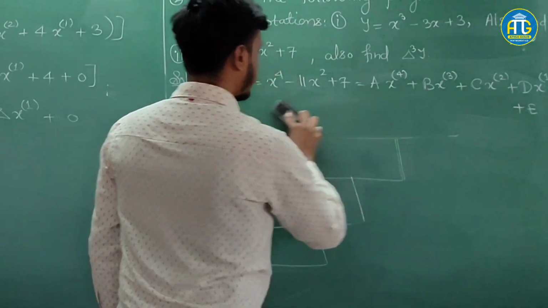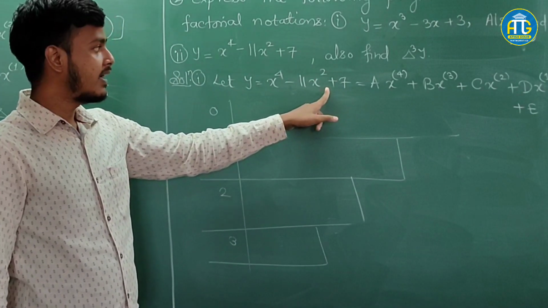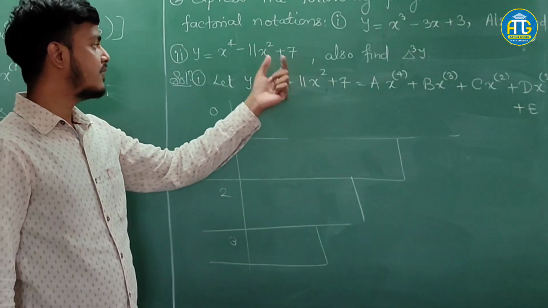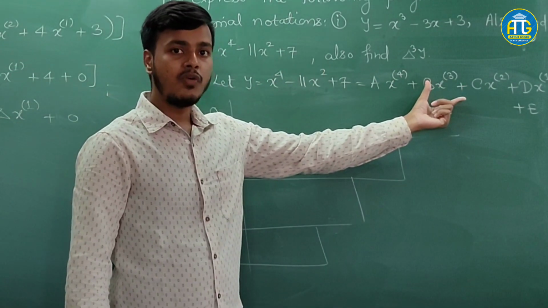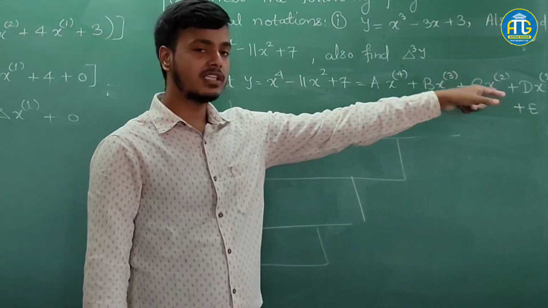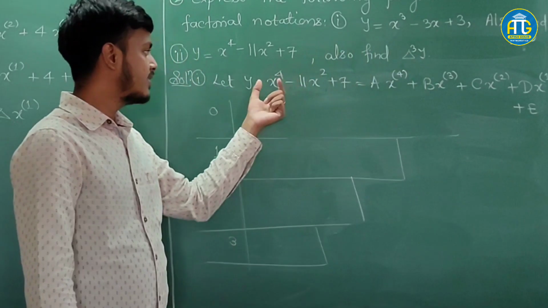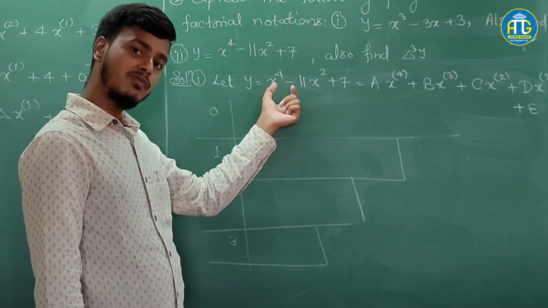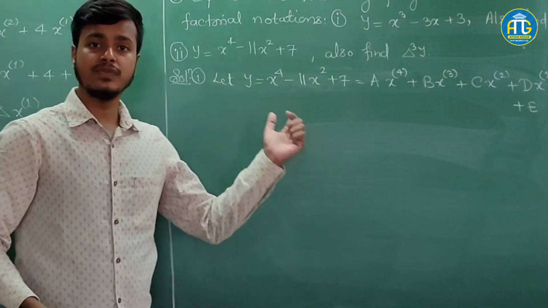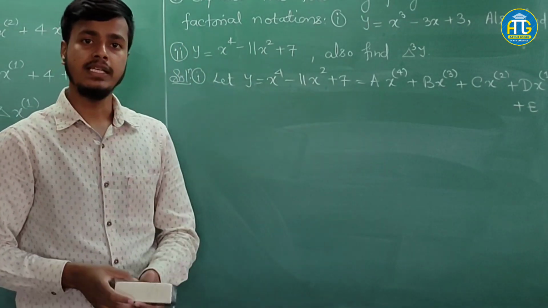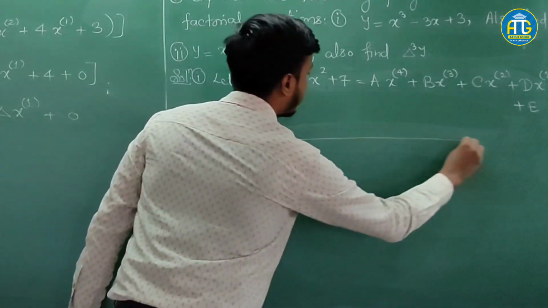Now see, here the terms of x cube and x are missing, but it is not necessary that if the terms of x and x cube are missing here, the terms of x raised to 3 factorial and x raised to 1 factorial will be missing. So whether the terms are here or not, there is a full possibility that you will get a term over here. Now let us first of all express this polynomial in factorial notation. Okay, so let us do these calculations fast.